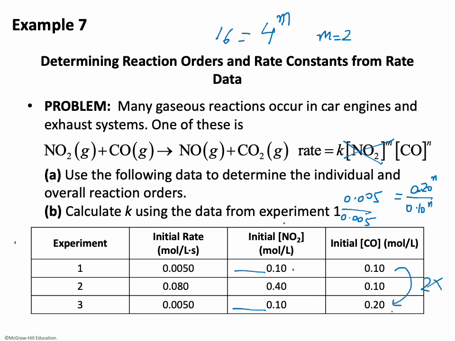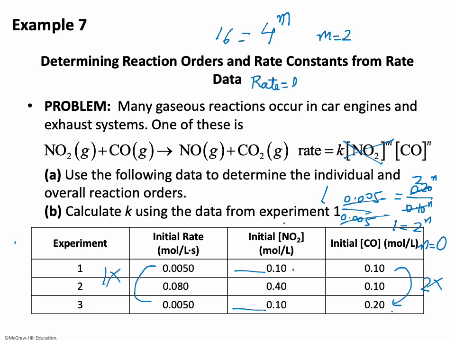This became 2 times, but this is 1 times, so it is the same. So 1, and this is 2. So 1 is equal to 2 to the power of n, which means what is n? 0. Which means you're changing the concentration, but the rate is not changing, which means it is a 0 order reaction, and that's it. I took longer because I'm explaining it, but you can do this within like a minute or 2 minutes.